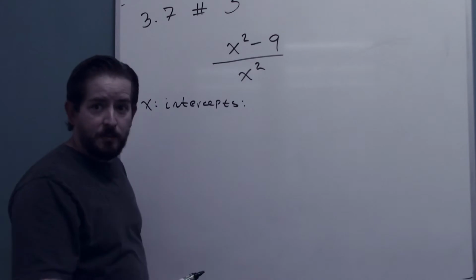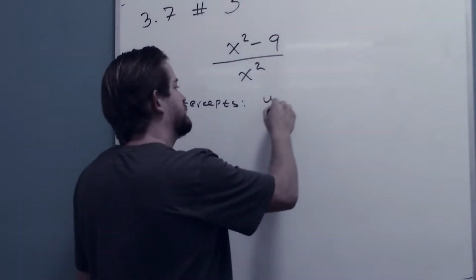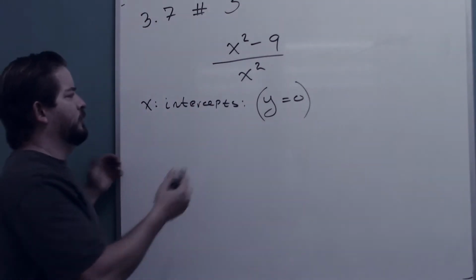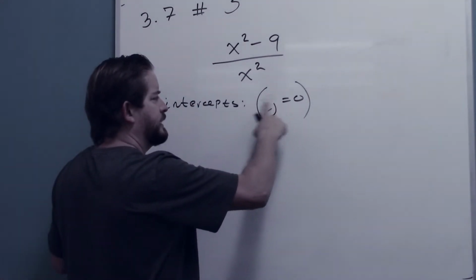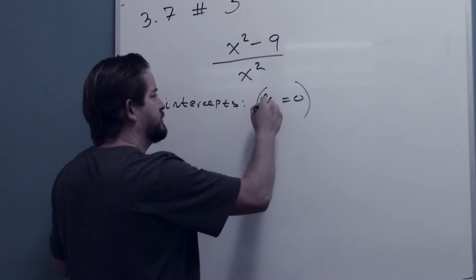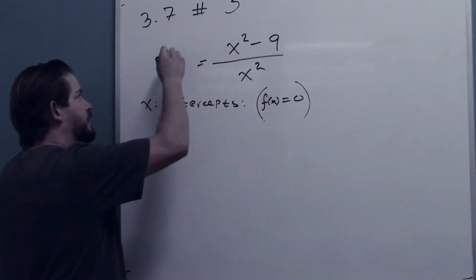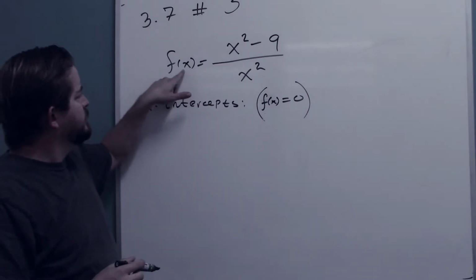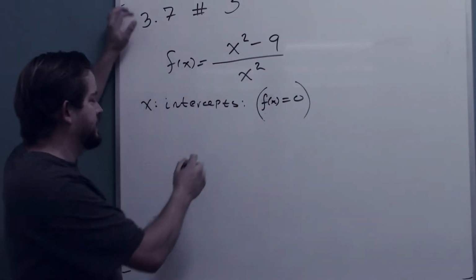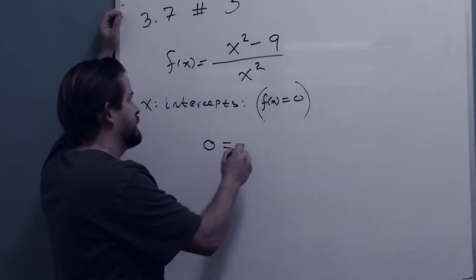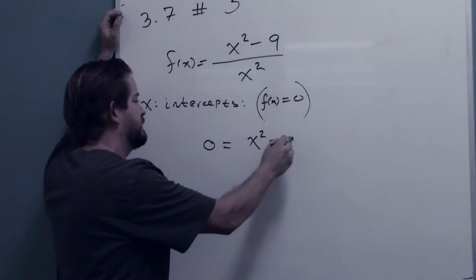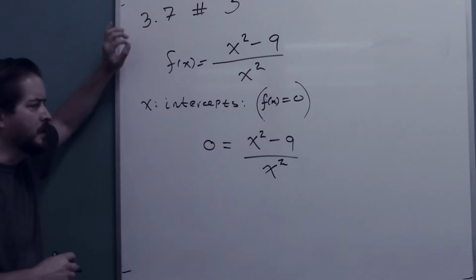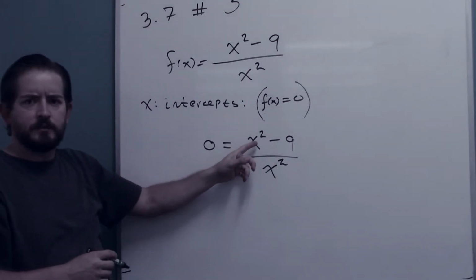The x-intercepts happen when y is equal to 0. Right? Or f of x, it's either y equals 0 or f of x equals 0, whichever, it doesn't matter. It's f of x equals that function. So I'm just going to plug in a 0 for f of x. 0 equals x squared minus 9 over x squared, right? And I just have to solve for when this is equal to 0.